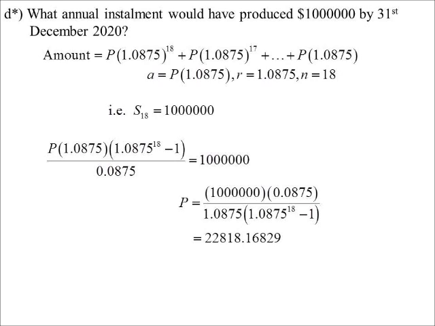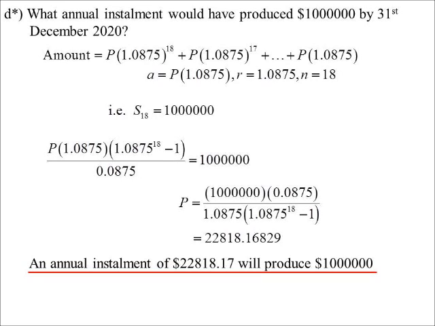We end up with 22,818. But remember, that's a year. So if she could afford to put in, well, let's say 23,000 each year, she'd end up with $1 million under these conditions in 20 years' time. So 23,000, how much is that a week? 23,000 divided by 52.